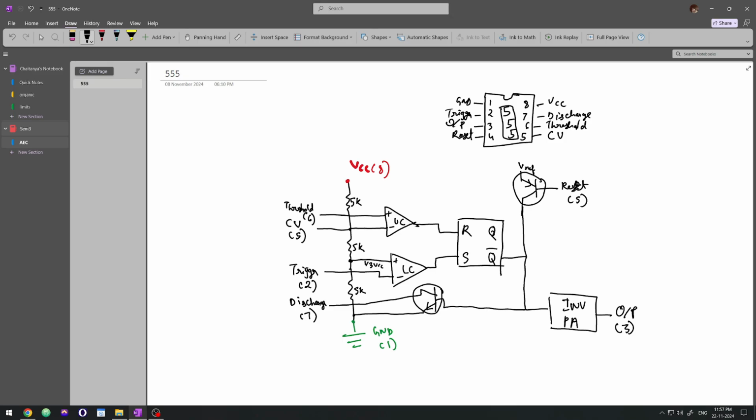Let's see if we covered all the pins. We have the pin number 1, which is ground, so this is done. We have trigger, which is here, this is done. We have the output here, which is also done. We have reset, which is done. Control voltage here, done. Threshold here, discharge, and finally VCC. So this is a simple way of drawing the 555 constructional block diagram.